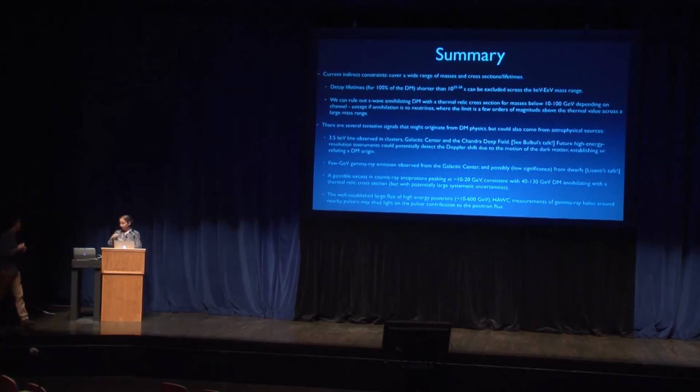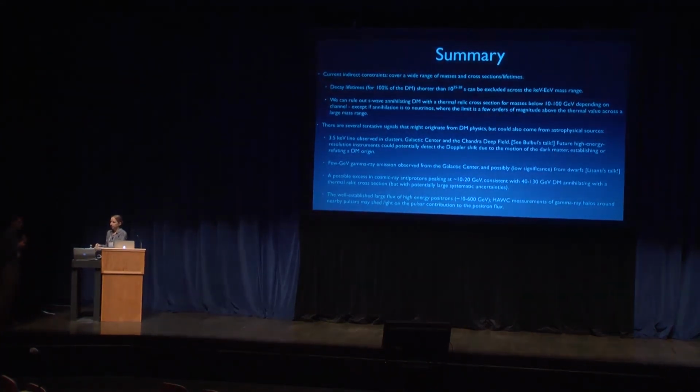So I have one question. When you think about all of the indirect detection signatures that could be dark matter or could be something else, to what extent are different things going to be about statistics, and to what extent are they going to be about systematics?